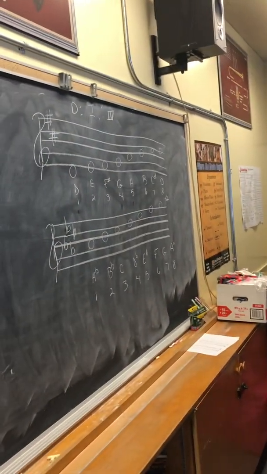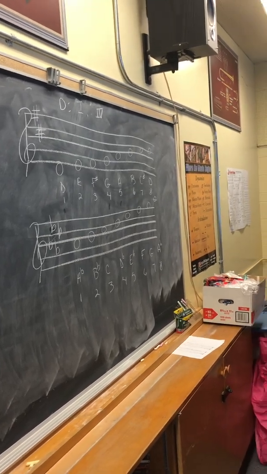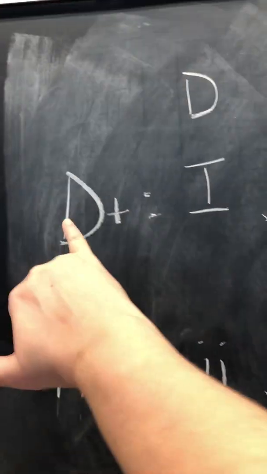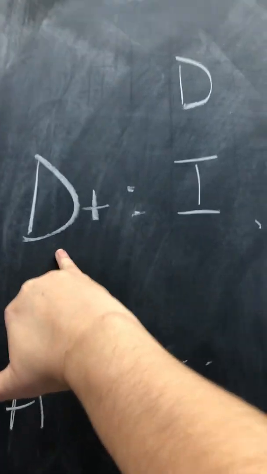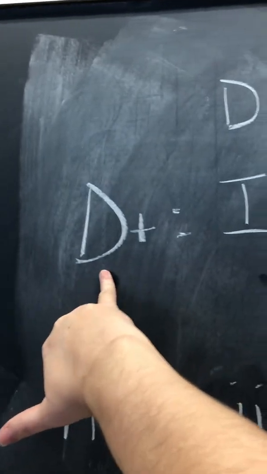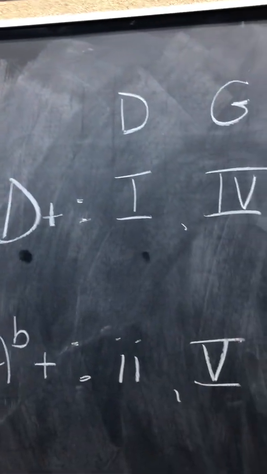Now, I know what you're thinking. Do I have to write out an entire scale every time I do one of these questions? No, you don't. You can use the musical alphabet. If we're in the key of D, whatever key you're in is automatically our 1. It's our tonic. So in the key of D, our 1 chord is D.